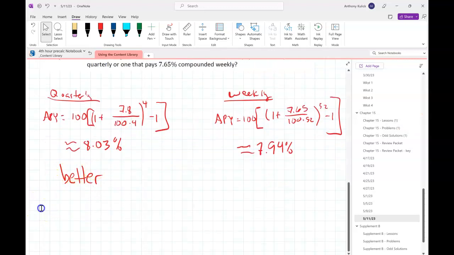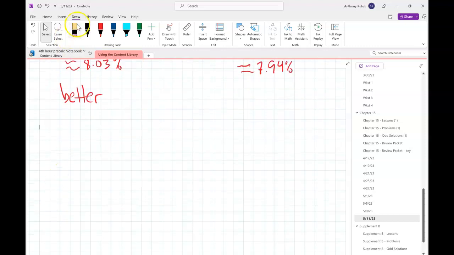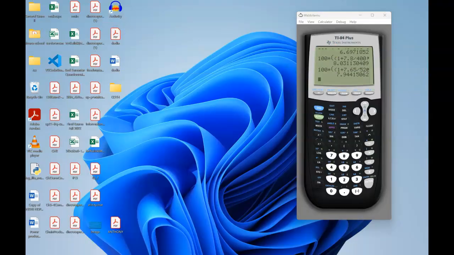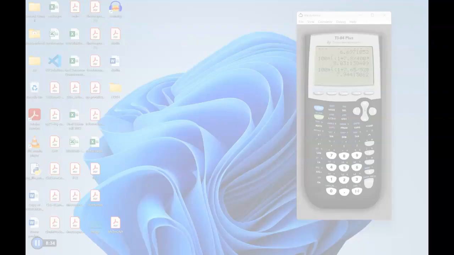Not a big deal. The next idea that we want to talk about is an annuity. So let's put in the definition for an annuity.